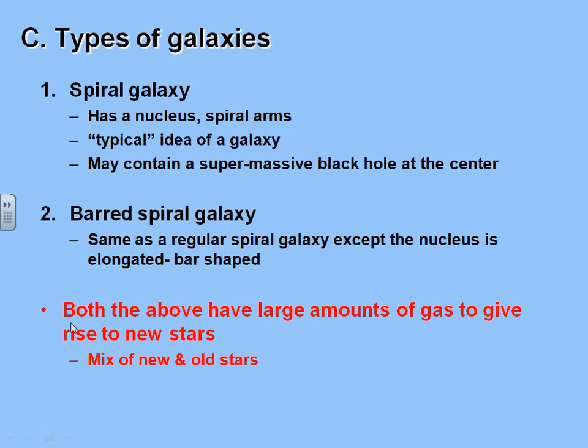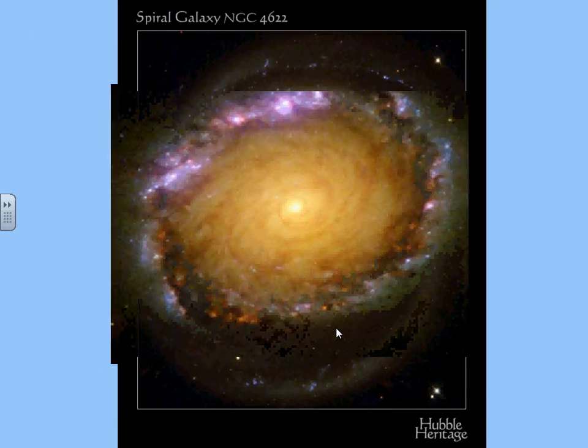But one of the things that you note is that all spiral and barred spirals have a large amount of gas. And I'm not just talking like three-bean burrito night after Taco Bell type of gas. We're talking massive amounts of gas. And so this gas is giving rise to new stars, and so these are the star makers, right? These types of galaxies. So we have a pretty even mix of new and old stars in both of these types of galaxies.